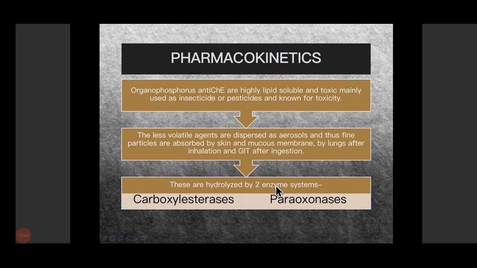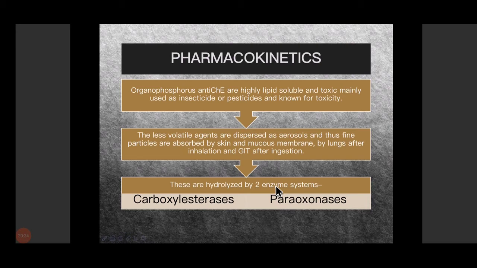They are made with toxicity in mind. They can be used to cause homicide, suicide, or may cause accidental poisoning. The less volatile agents are dispersed as aerosols, and thus fine particles are absorbed by the skin and mucous membrane, by the lungs after inhalation, and by the GIT after ingestion. So these organophosphorus compounds can enter the body either through aerosols or they can be ingested.